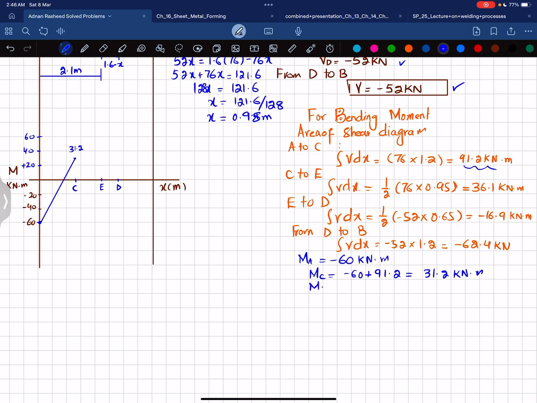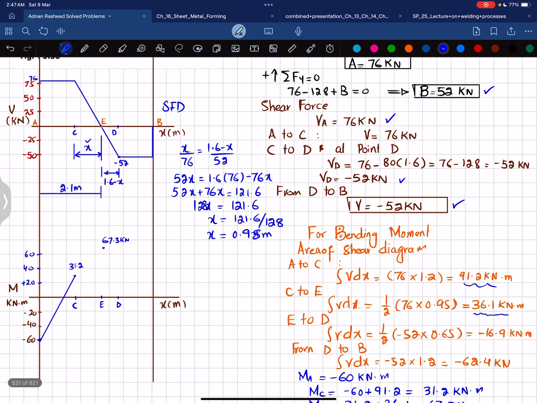Now moment at point E is equal to moment at point C, which is 31.2, plus the area under the shear force diagram for C to E, which is 36.1, and both of these will give you 67.3 kilonewton meter. So at point E this will be 67.3. Let's say 67.3 will be somewhere here. I will take it approximately. And you can see that shear force is a 1 degree line and the slope is decreasing. So bending moment will be a 2nd degree curve.